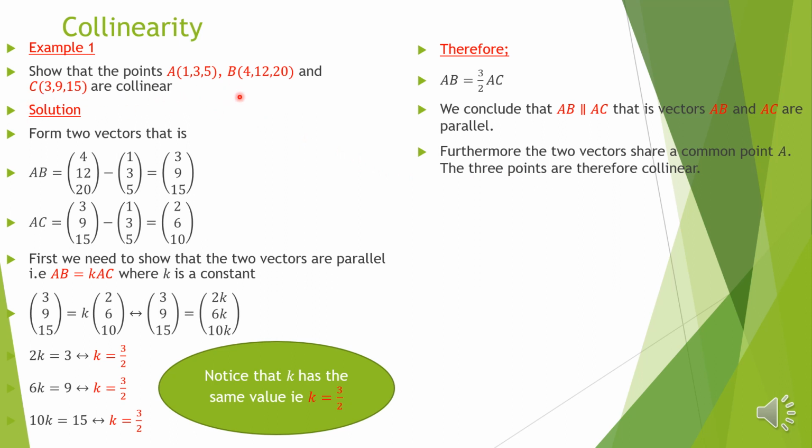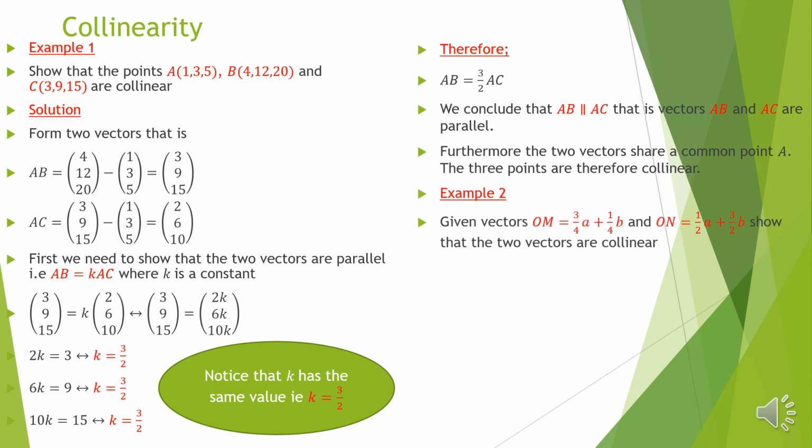So anytime you want to show that 3 points are collinear, you need first of all to form two vectors and then show that those two vectors are parallel, and then proceed to show that those two vectors share a common point. And if they meet those two conditions, then you can therefore conclude that the 3 given points lie on a straight line, or they are collinear.